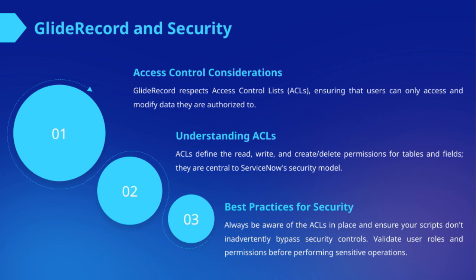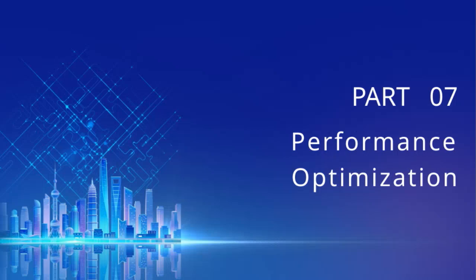And remember, GlideRecord respects these ACLs. So, when you run a GlideRecord query, it automatically enforces those permissions. This means users can only access and modify data they are explicitly authorized to see or change. Keeping this in mind helps us build secure and reliable scripts that align with the overall security policies of our platform. Let's take a closer look at performance optimization.